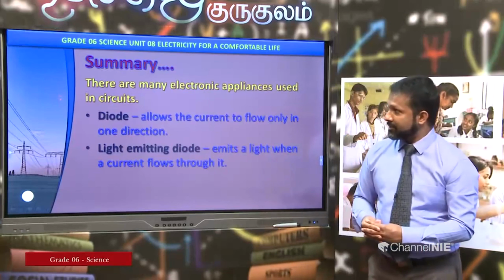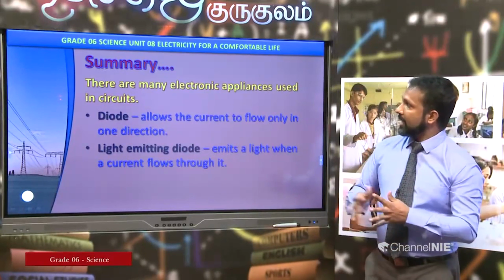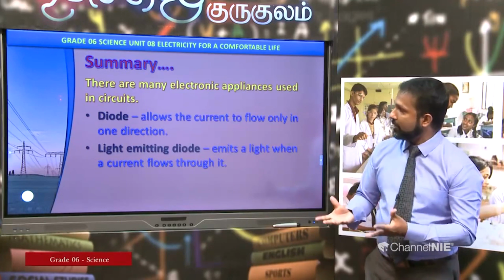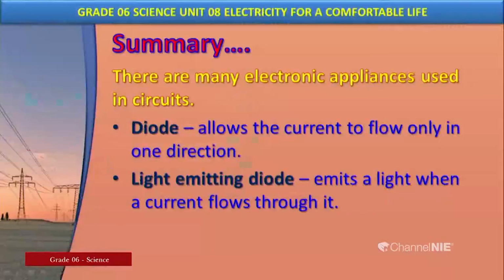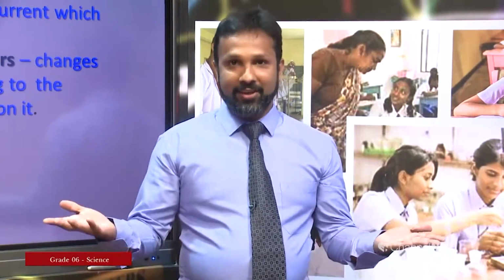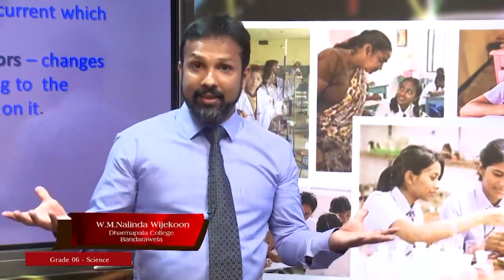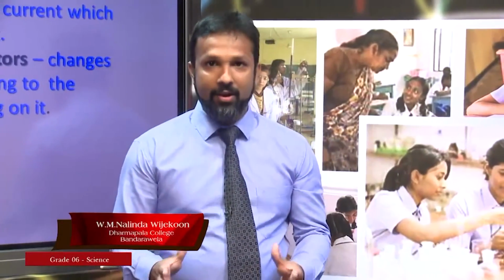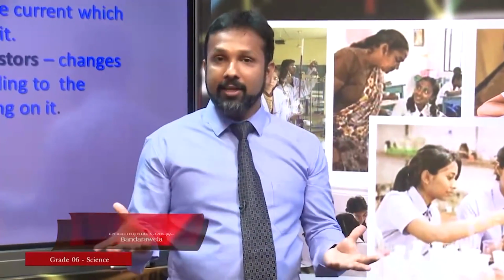I am going to summarize things that we learned so far. There are many electronic appliances used in circuits: diodes, light emitting diodes, resistors, light dependent resistors. We learned those things. Alright children, we learned everything relevant to Unit 8, Electricity for a Comfortable Life. I hope you enjoyed the lesson.